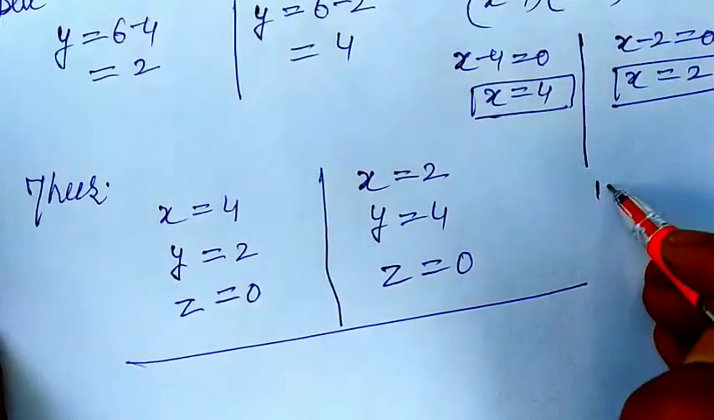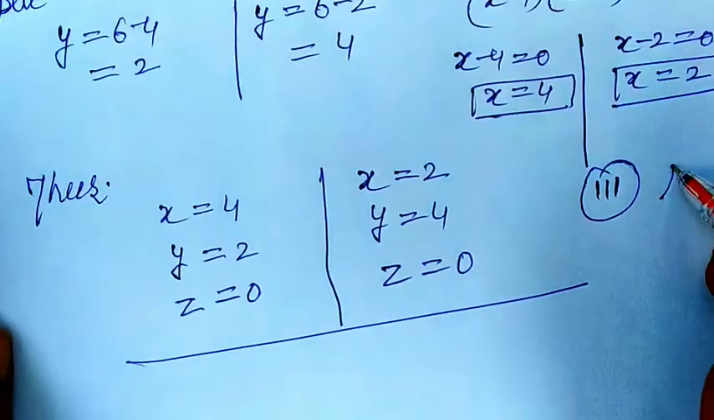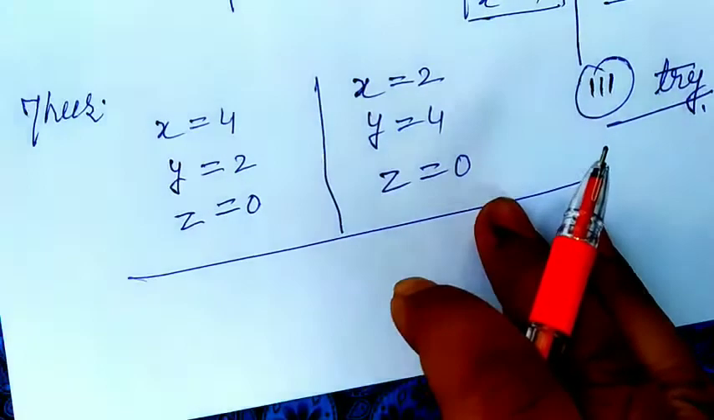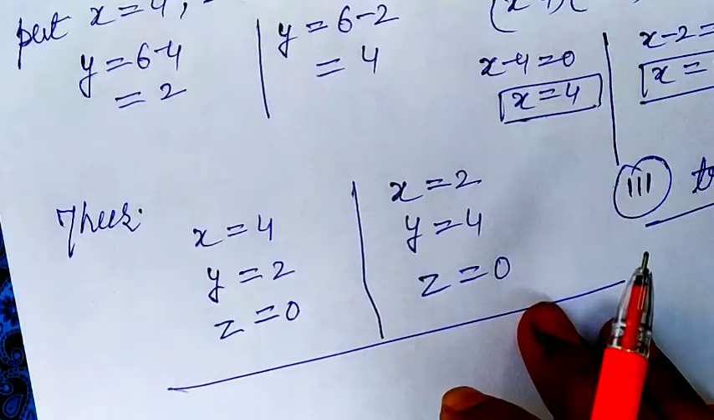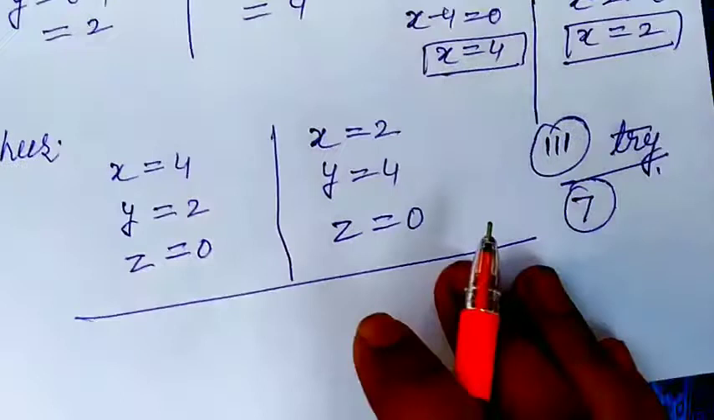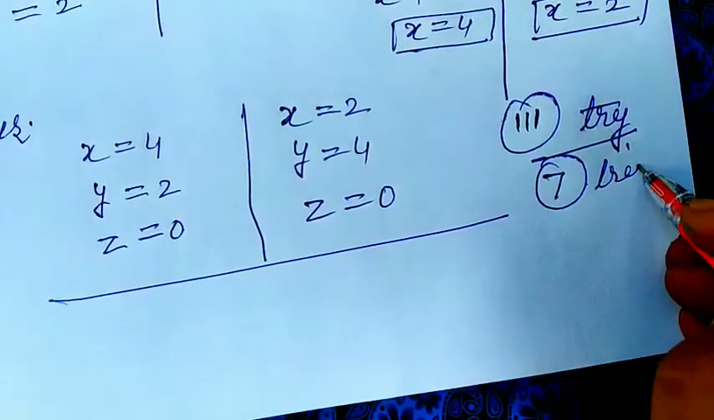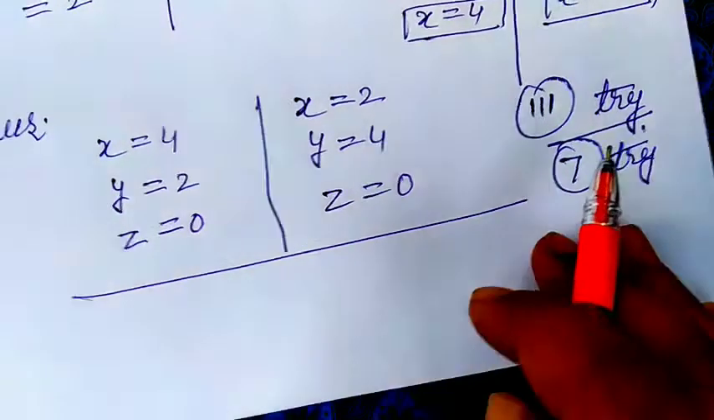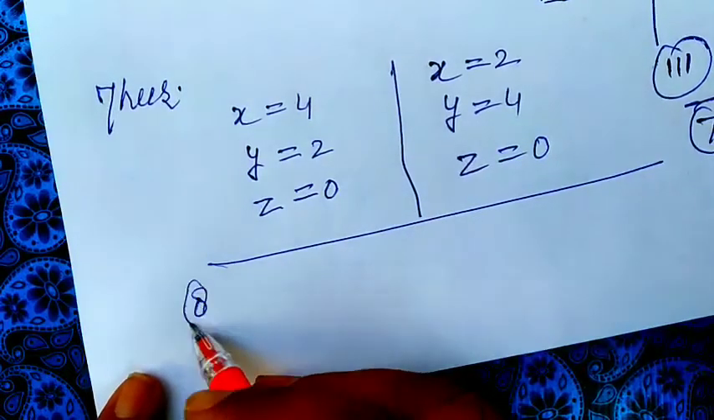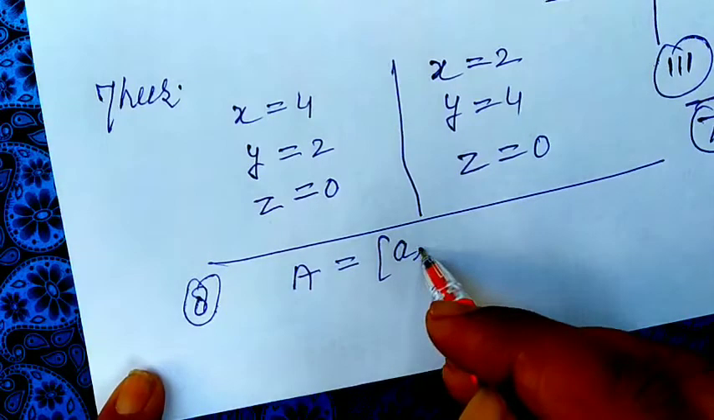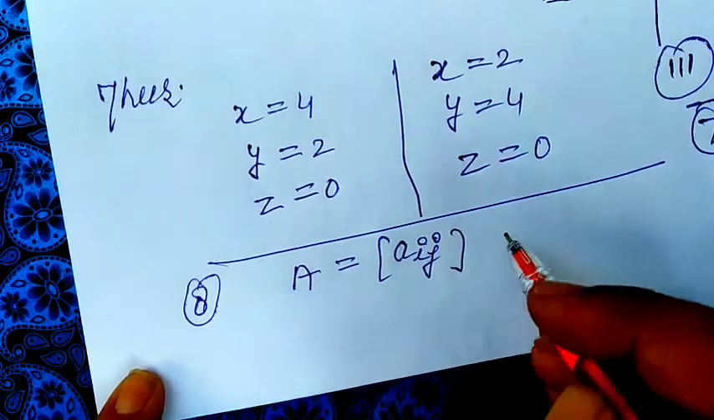Now the third part of question number 6 you can do yourself. Try. Now move to question number 7. Question number 7 is the same as question number 6. So you can do question number 7 yourself as well. Try. Now move to question number 8. Question number 8 is an objective type question. Let's see here. A equals Aij, M cross N.